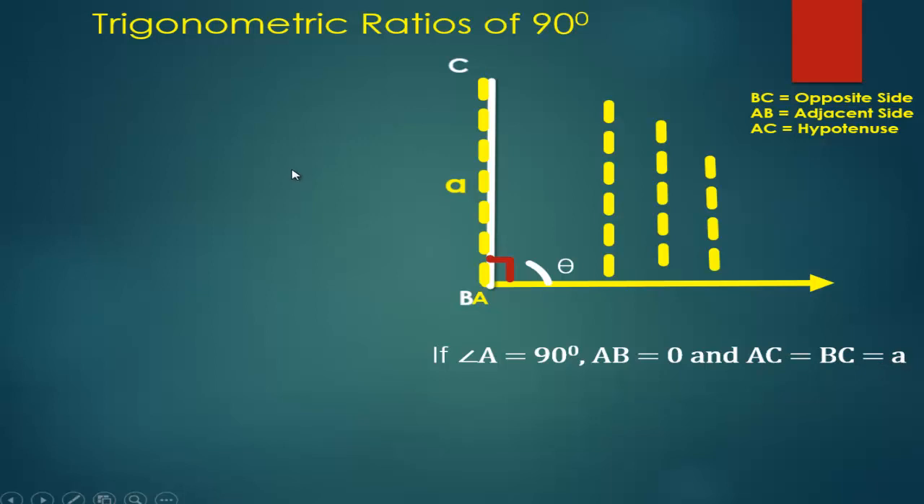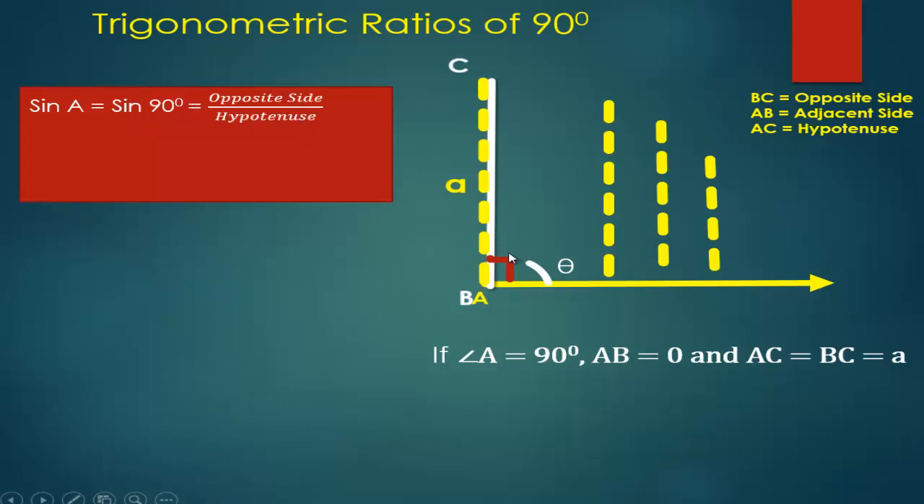Now let us see the trigonometric ratios for this angle 90 degrees. Sin 90. For this we are taking angle A, that is sin A equals sin 90, that is opposite side by hypotenuse. Here the opposite side is BC, that is BC equals a, and hypotenuse is AC. AC is also a. Therefore, BC by AC, that is a by a, equals 1. That is, sin 90 is 1.